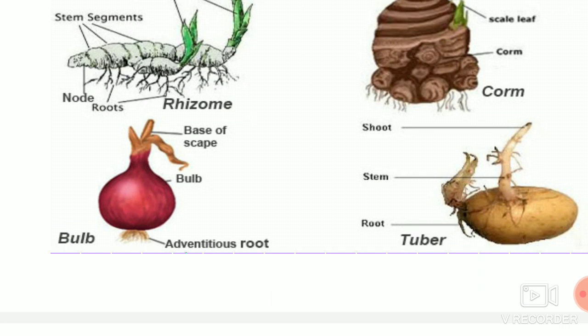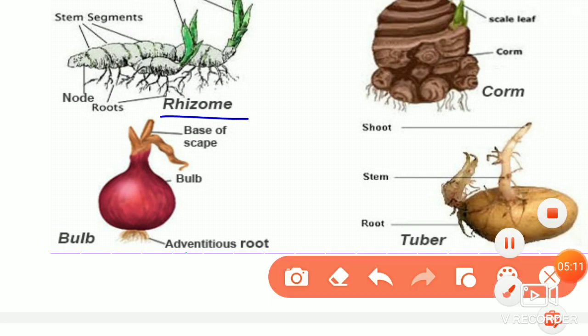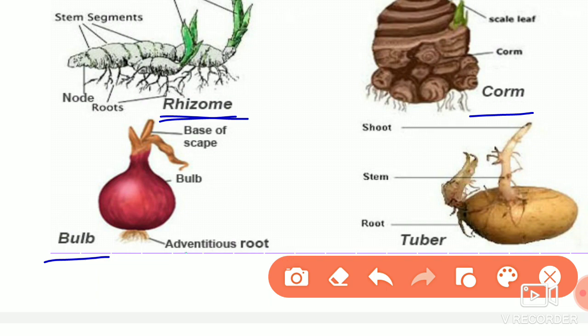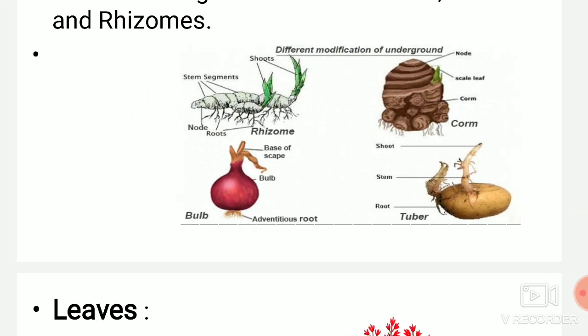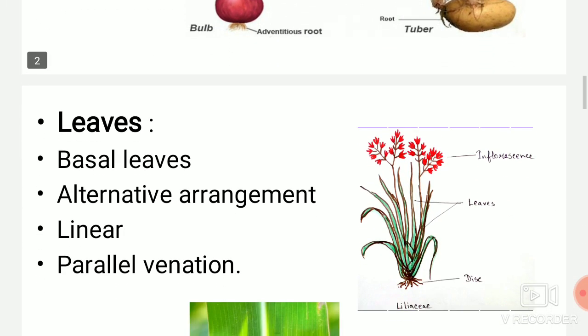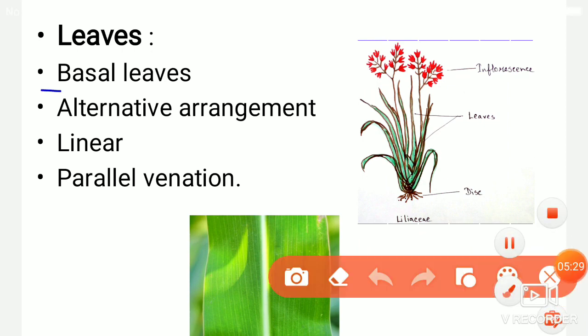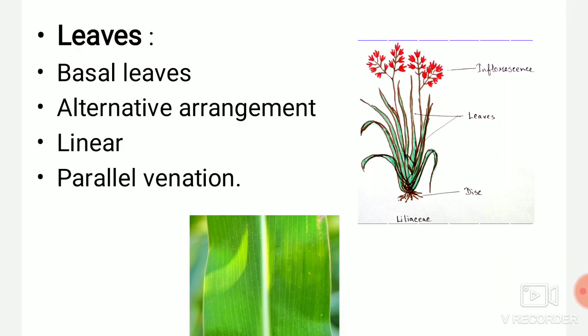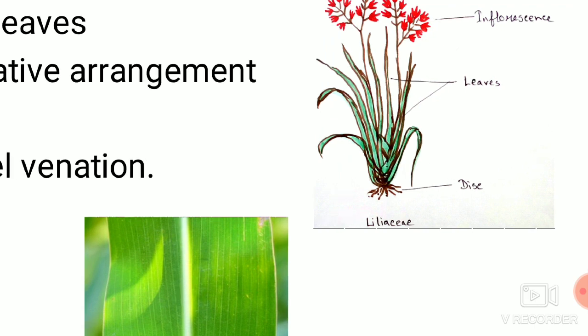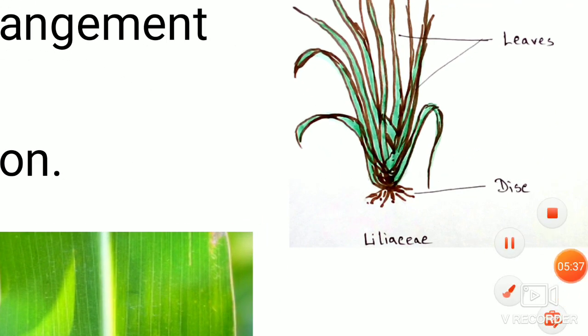So these are the modified stem structures: bulb, corm and rhizome. So this is the stem character. If we consider the leaves, here the leaves are basal leaves. The meaning of basal leaves is the leaves which arise from the base of the stem.